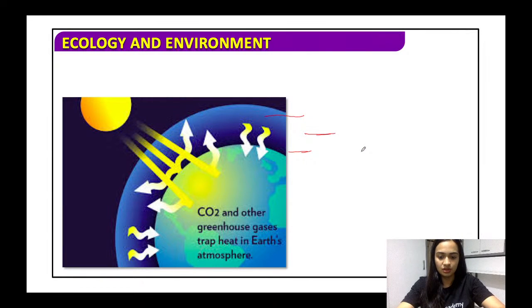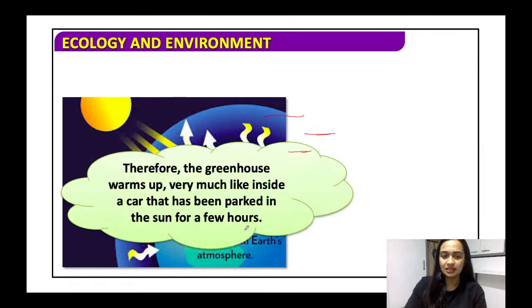So now, similarly, the CO2 and other greenhouse gases are trapped in the earth in a similar way. तो ये एक greenhouse जो है वो basically बता रहा है कि अर्थ के साथ कैसा हो रहा है. So now, therefore, these greenhouse warms up. जैसे कि अर्थ warm up हो रहा है, ये greenhouse भी warm up हो रहा है. Very much like inside that of the car that has been parked in the sun for a few hours.